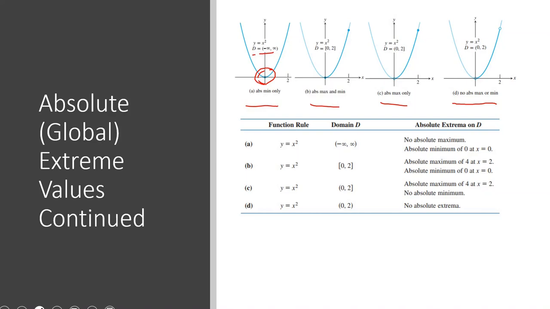So you'll hear absolute and global kind of used interchangeably here, but it just means overall for the entire graph. So let's move on here.